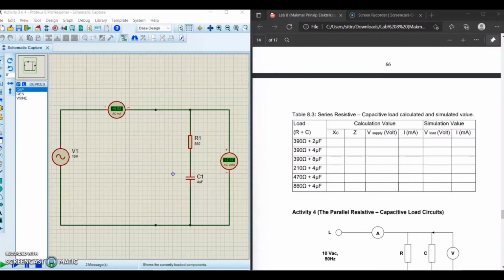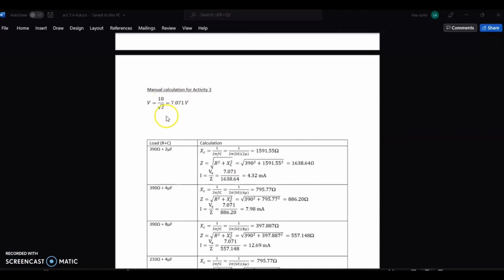So here is the manual calculation for activity 3. We have to convert the value of V to RMS, and next, to find the value of current, we have to find the capacitive reactance first and insert it into the impedance formula: Z equals the square root of R squared, resistance squared, plus capacitive reactance squared. Next, we have the value here. And after that, we have to find the value of current. I equals V supply over impedance.